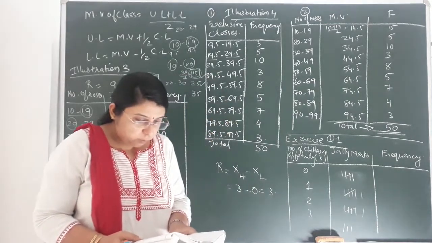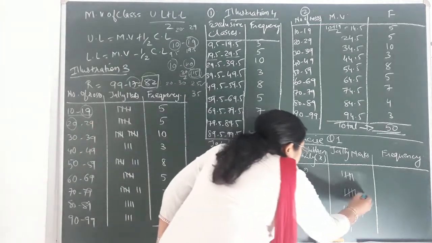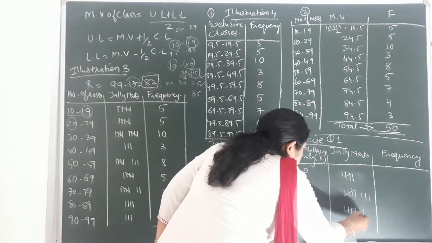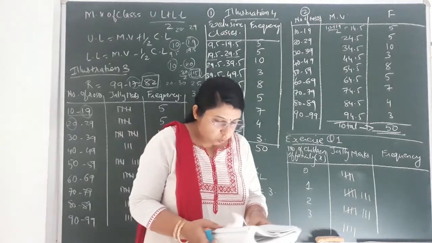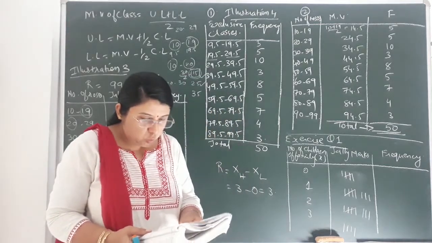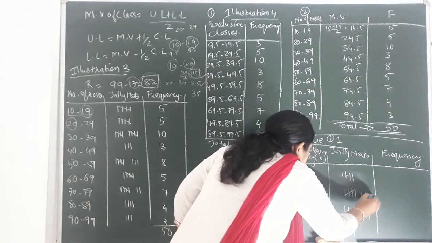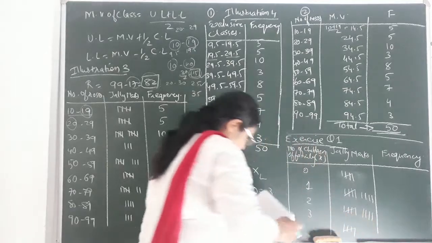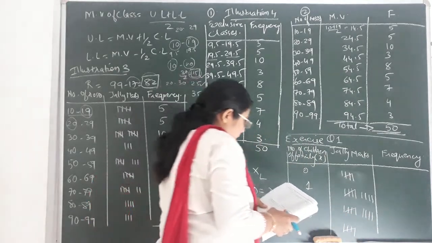Then afterwards 1, 3, 1, 2, 2. Okay. Then afterwards 1, 3, 2, 1, 2. Okay.